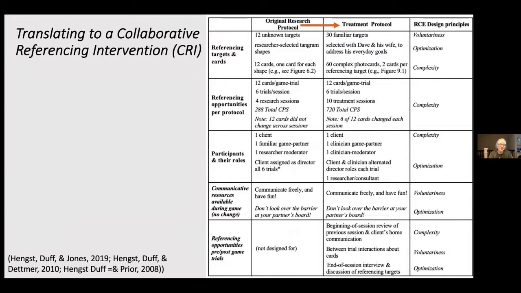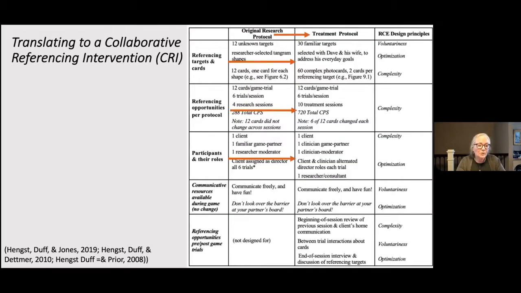So we made the following changes. We increased the number of referencing targets, selecting those targets with the client and family to address their own goals. We expanded the number of sessions from 4 to 10. We expanded and clarified participant roles, and given that we were particularly interested in whether the research findings with familiar partners could be replicated by a clinician partner, we chose 2 clinicians. One was the clinician partner to stay focused on gameplay, and we added a clinician moderator role. We kept the emphasis on making the game friendly gameplay, and a key rule, of course, always for us was to have fun. We added opportunities before, between, and after to review and support agreed upon target labels.